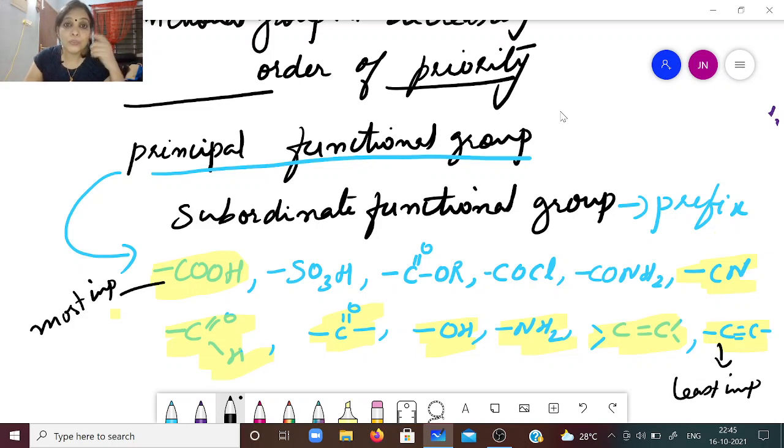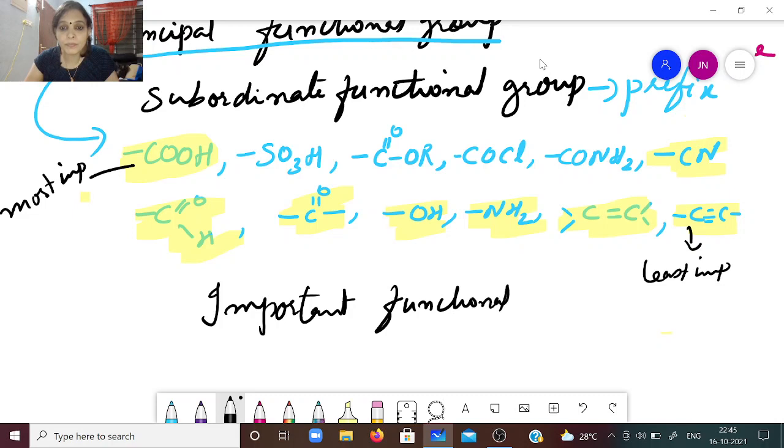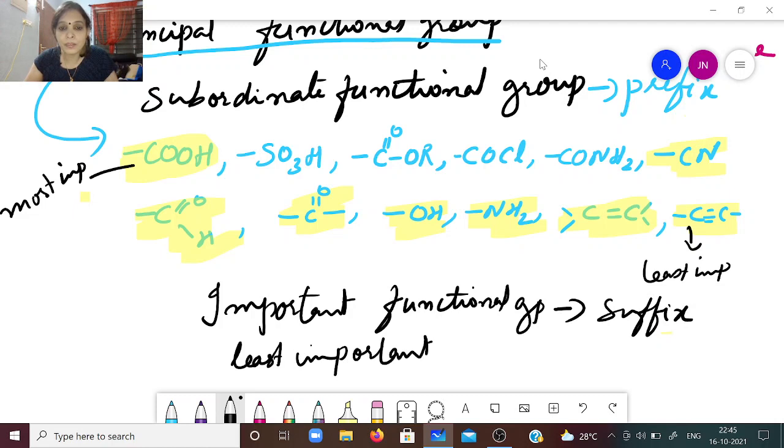Now if two functional groups are present in a compound, the important functional group will be used as suffix. I have to tell you, the important functional group is the suffix. This point is very, very important. And the other one, that is the least important group, will be the prefix.